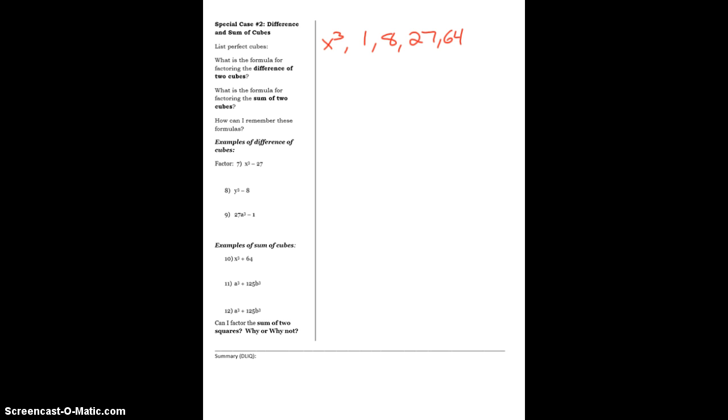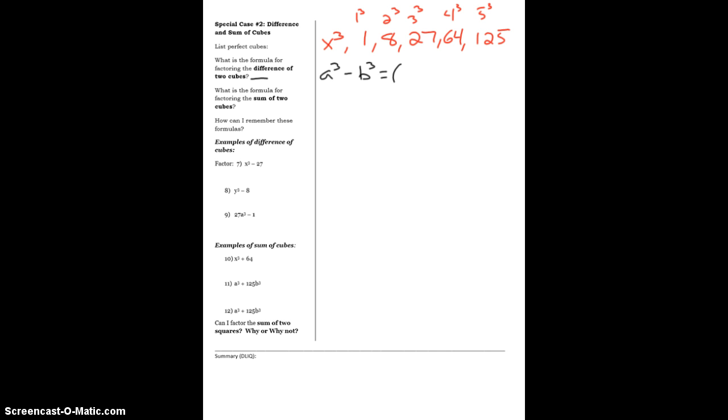4 cubed is 64. 64 is a little tricky because it's also a perfect square. Okay? Just so you guys see where we're getting these. 1 cubed, 2 cubed, 3 cubed, 4 cubed. So what we're going to do next is 5 cubed, and that's 125. Okay? So some perfect cubes are x cubed, 1, 8, 27, 64, and 125. So for a difference, again, you're going to see subtraction. If you see a cubed minus b cubed, here's how you factor it.